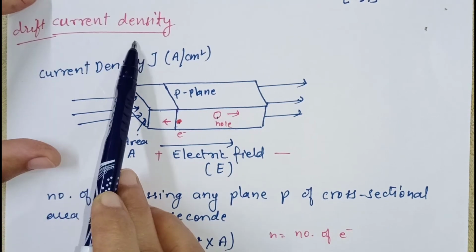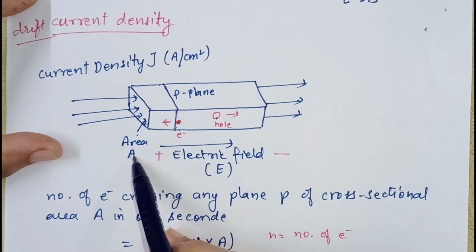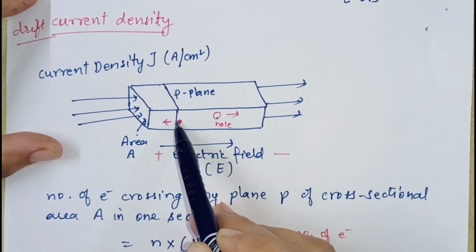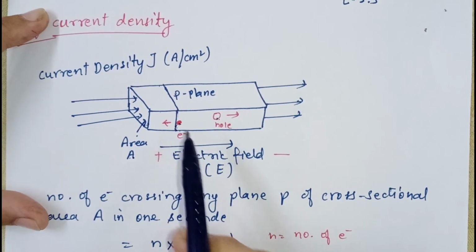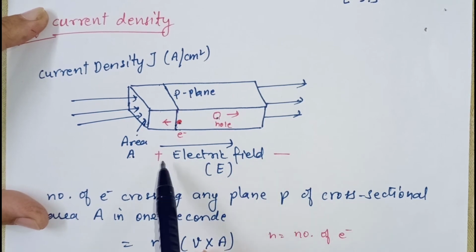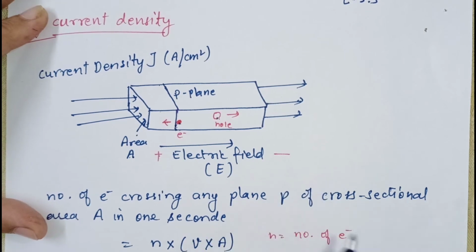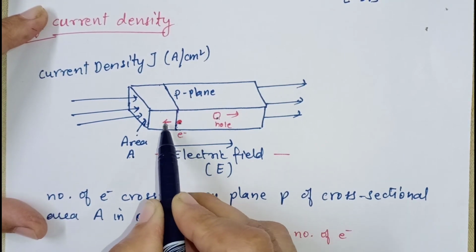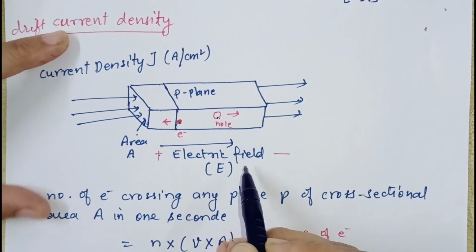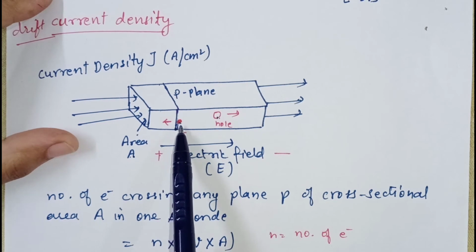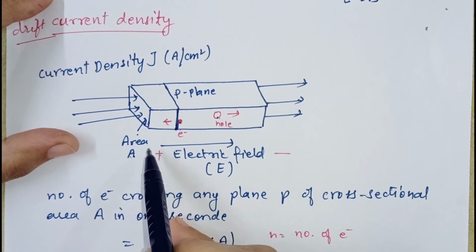Now we'll see drift current density. Consider this semiconductor bar. It has cross-sectional area A and a plane P, a normal plane on this bar. This is electron and this is hole. When we apply electric field, the direction of electric field is from positive to negative. So electrons move opposite to the direction of this electric field and holes move in the direction of electric field. Suppose n number of electrons cross this plane having cross-sectional area A in 1 second.